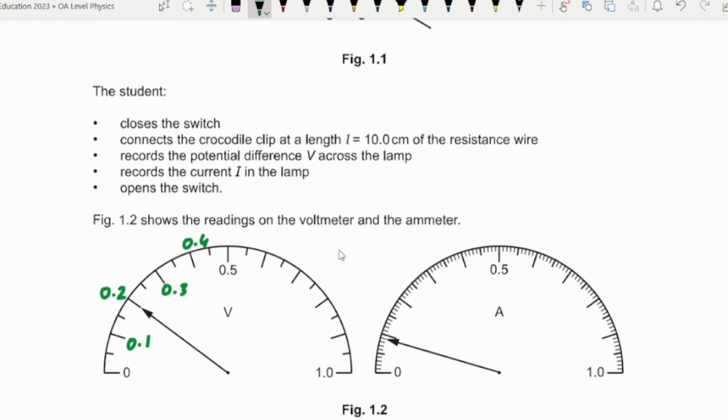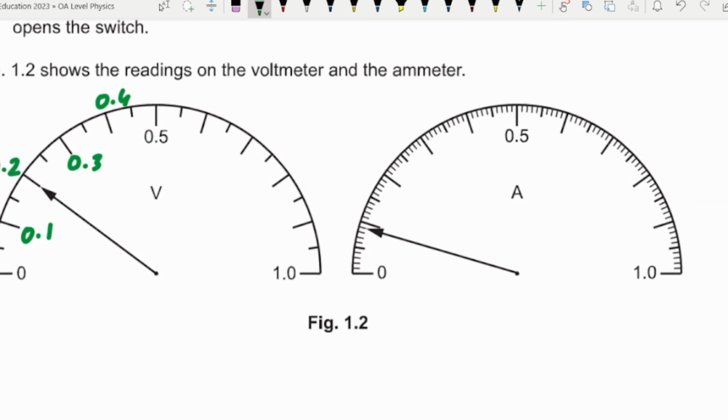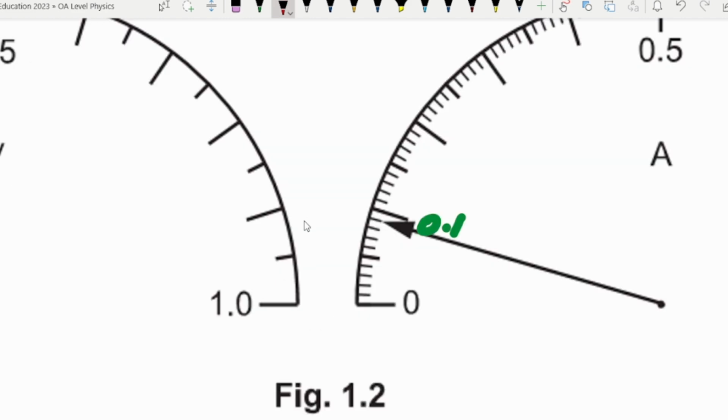And let's check out the reading on the ammeter. Let me zoom it. So for the reading on the ammeter, so you have 0.5 here, and then that would be 0.1. This one would be 0.2, 0.3, 0.4, and only then we can have 0.5 over here at the 5th bigger line. So that means each big line represents 0.1. So we are one small line behind 0.1. So since we are at the 9th line, this one would be 0.09.